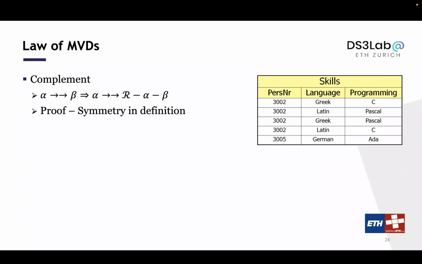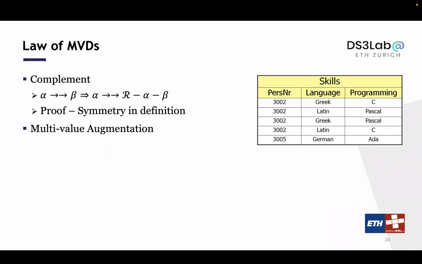The proof is actually very simple, because if you look at the definition, it's symmetric. You have alpha, beta, and gamma. You define the multivalued dependency on alpha and beta. You can actually swap the gamma in the definition and get the same thing. So the definition is symmetric, and that is why you have this symmetric structure. We'll talk about these two multivalued dependencies: both will hold. If one holds, the other one will also hold.